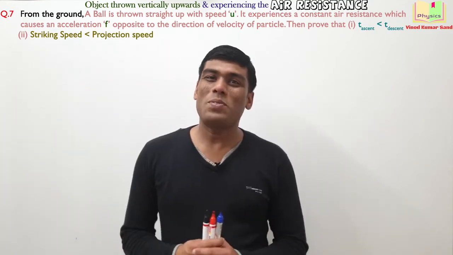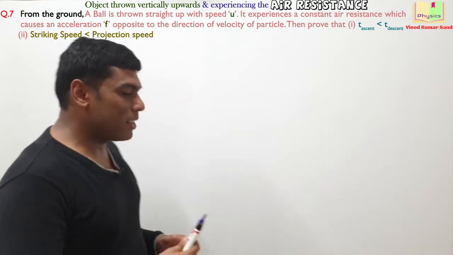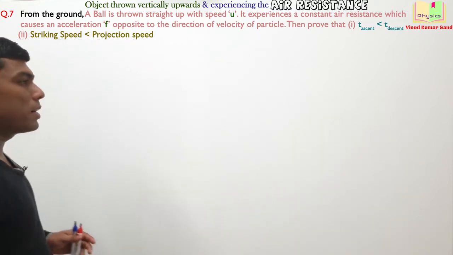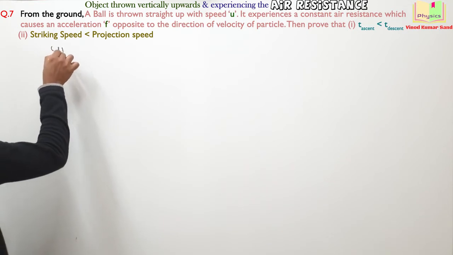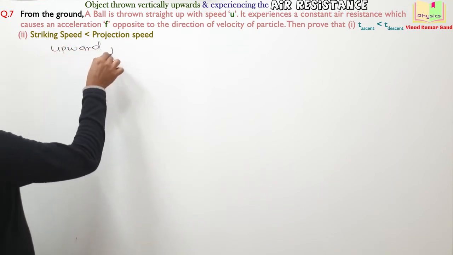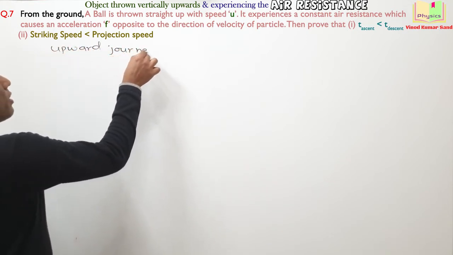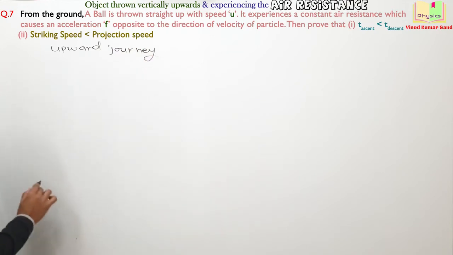I hope you are done with your calculation. So I'm simplifying the question. We'll solve it in two separate parts, the upward journey and the downward journey. So the upward journey we are considering here. The ball is thrown up with the speed u as shown.